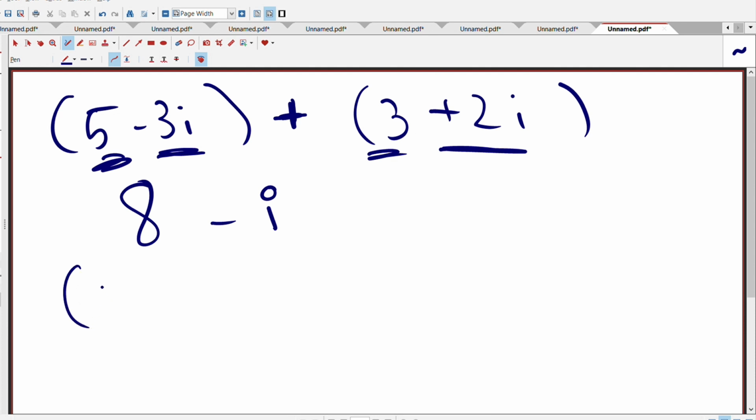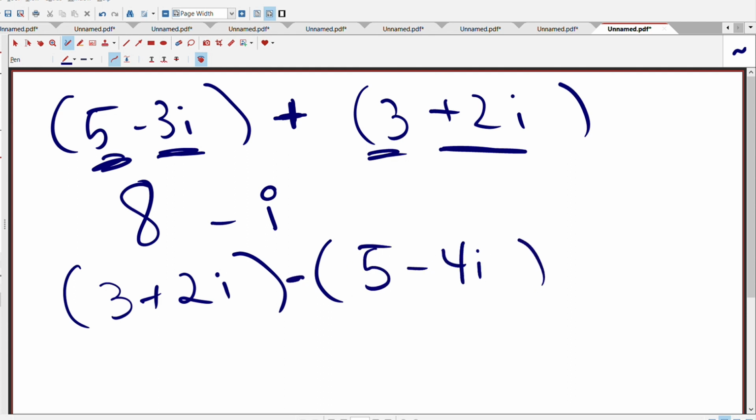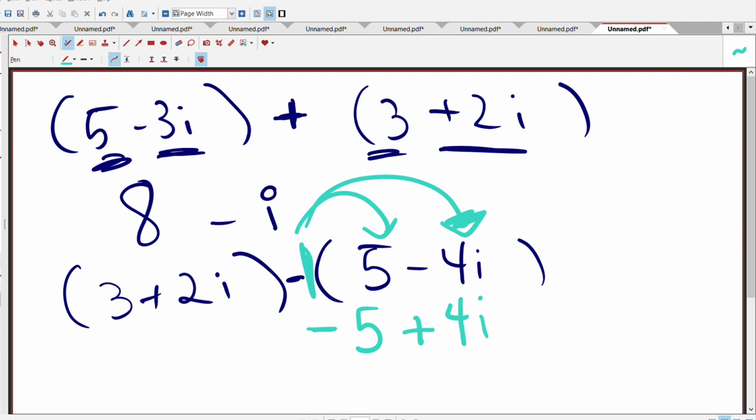Here's another one. 3 plus 2i minus 5 minus 4i. Now here, whenever I see a negative in front like that, I think of it like a negative 1 that I want to distribute. Negative 1 times 5 is negative 5. Most kids remember to do that, but they forget the second part, which is negative 1 times the negative 4i, which is positive 4i. So when you subtract, if you have a binomial with a minus sign in front, I put the minus 1 and then I distribute. Then I remove the parentheses because I distributed it.